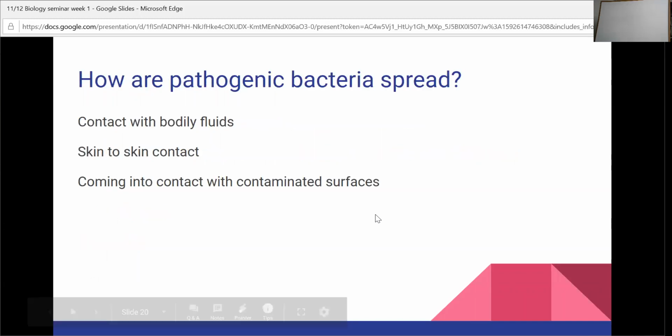So we have indirect, direct, and vector associated transmission. Examples include coming into contact with bodily fluids, skin-to-skin contact, and coming into contact with contaminated surfaces. A couple more are mosquitoes, ticks. We don't really have Lyme disease in Australia, though there are some people who would agree or disagree with that.